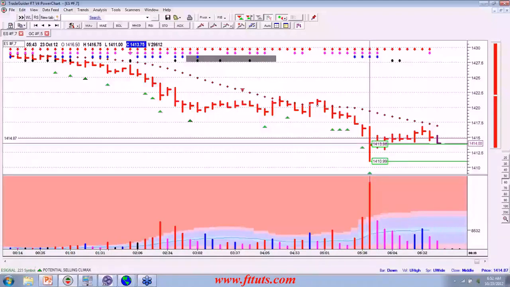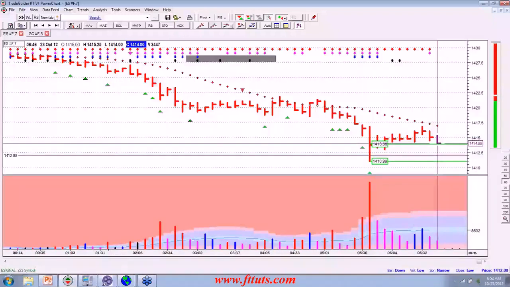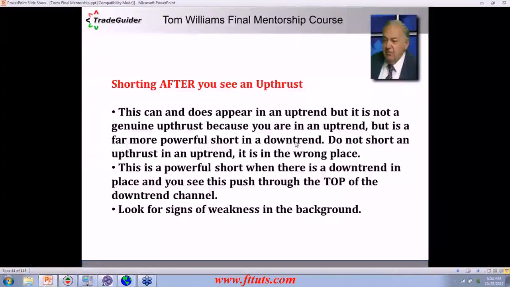And if people are bullish down here, we'll get very low volume as the price falls. And at that point, we'll be able to see if there's a trade to the upside. Okay, so the upthrust then. We short after you see an upthrust, but remember, this can and does appear in an uptrend, but is not a genuine upthrust because you're in an uptrend. It is a far more powerful short in a downtrend.